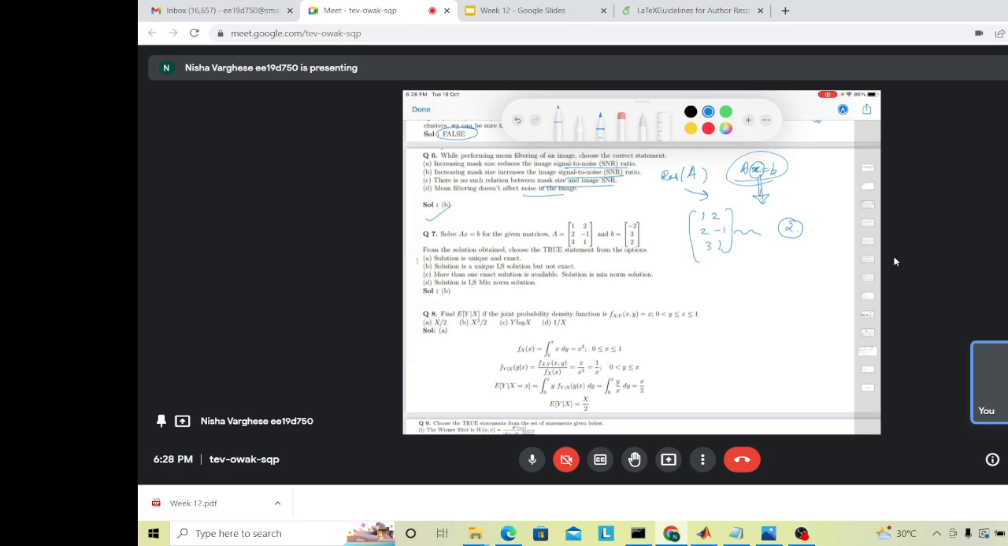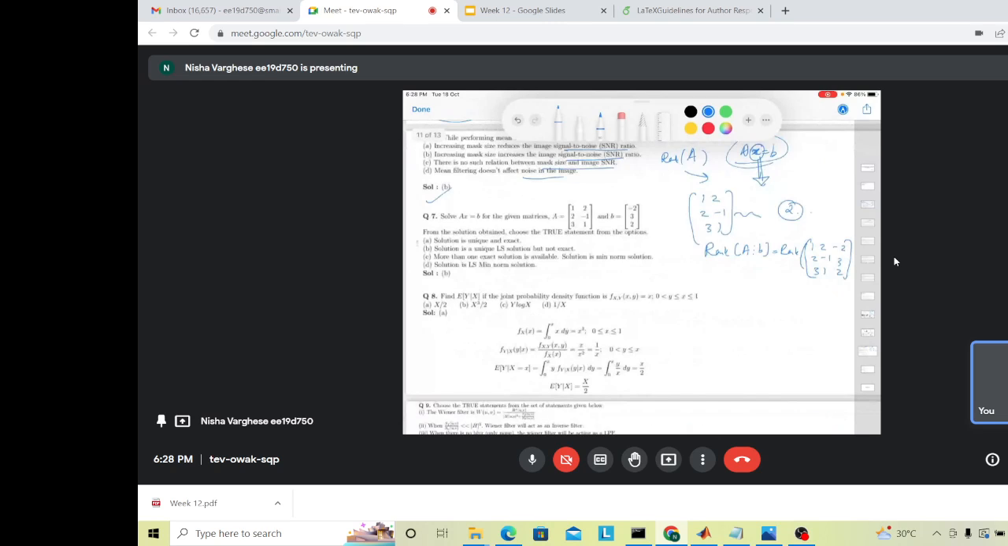Next, find the rank of the augmented matrix AB. That is the rank of 1, 2, 2, minus 1, 3, 1, minus 2, 3, 2. I think finding rank is okay, no? This can be reduced to a matrix 1, 2, minus 2, 0, minus 5, 7, 0, 0, 1. So we can say that its rank is 3. So the rank of A is 2 and the rank of AB is 3.